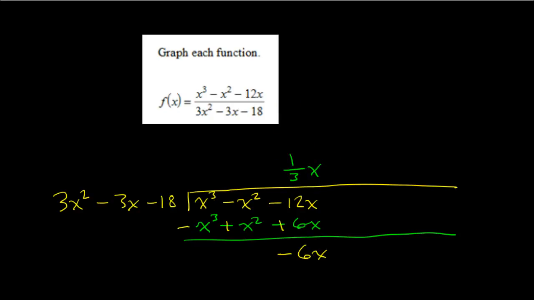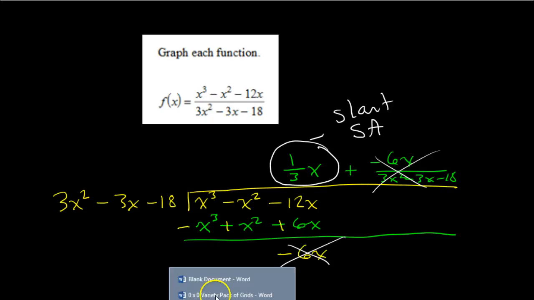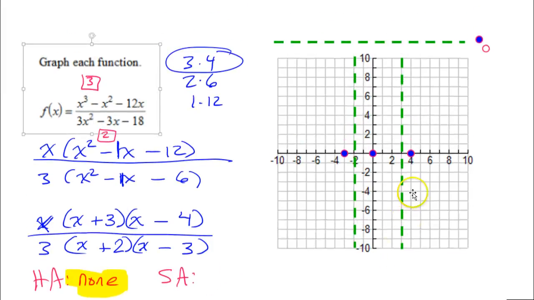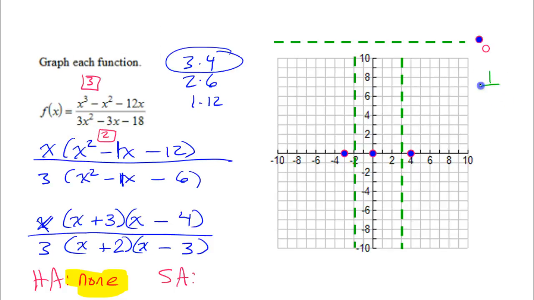So this is the answer, 1/3 x, and then I've got this remainder of plus negative 6x over 3x squared minus 3x minus 18. So that tells me that this is going to be my slant asymptote, my SA. The remainder, you don't use the remainder when you're doing slant asymptote. So 1/3 x is going to be my slant asymptote. So if I were to graph that real quick, for my slant asymptote, 1/3 x.